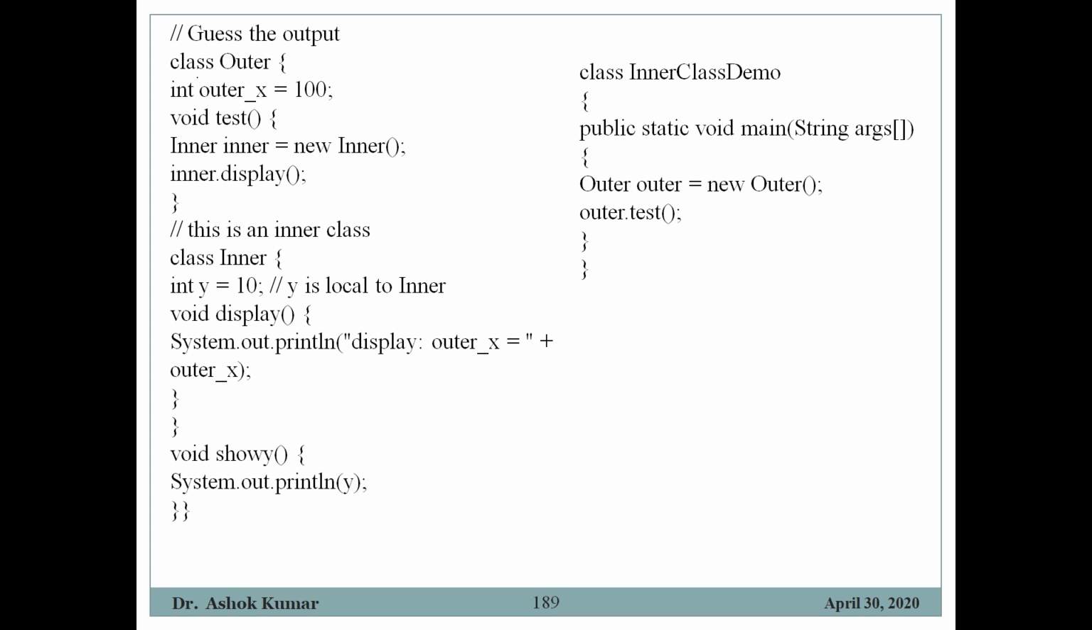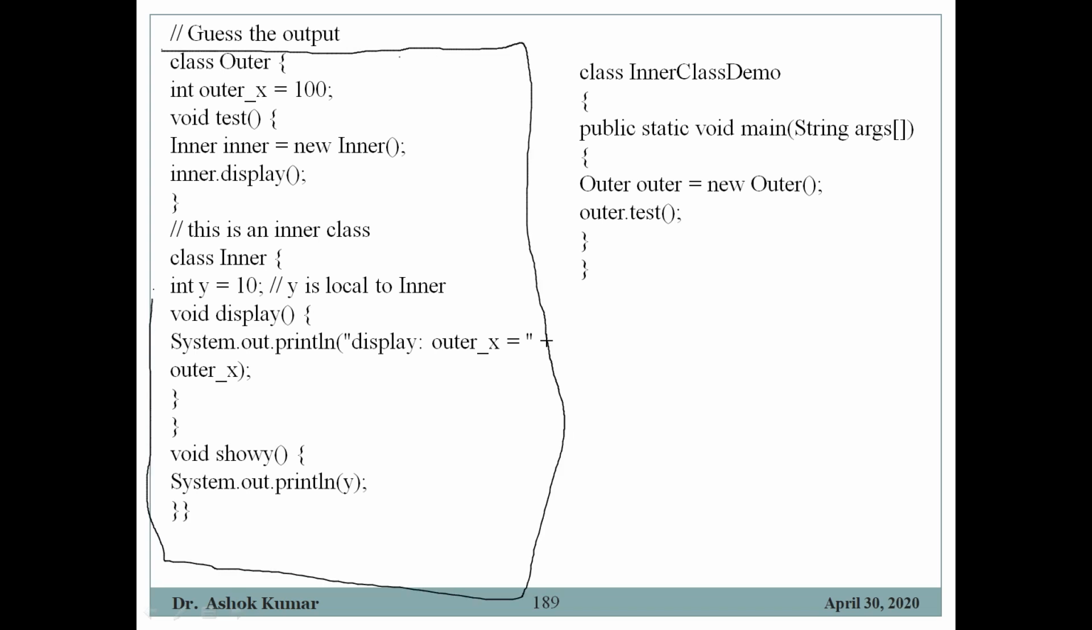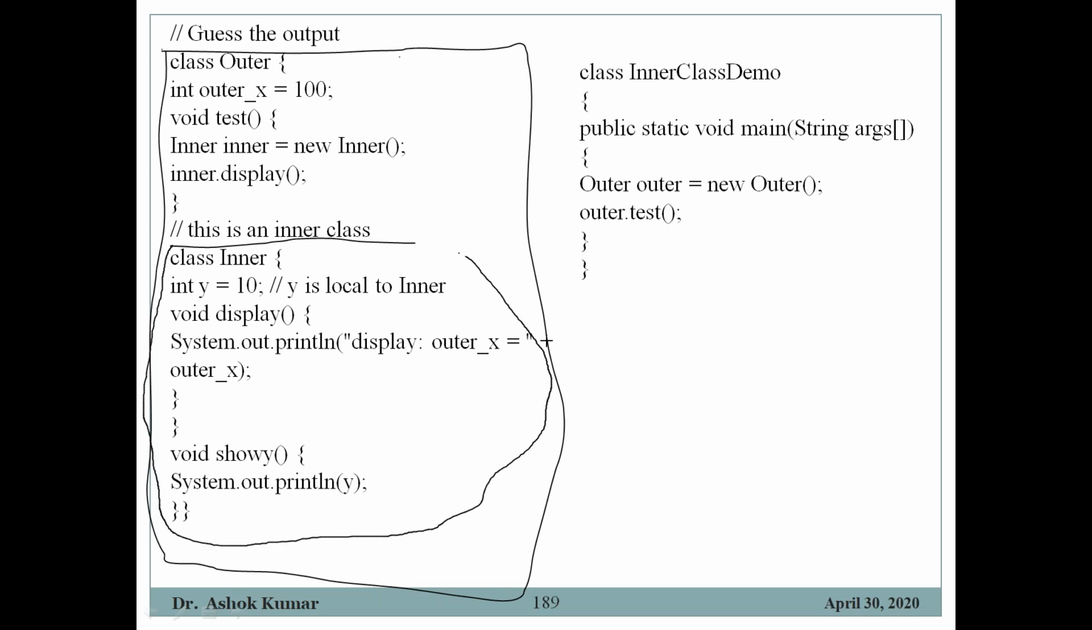Then there is another example. In this example, we have one outer class. This class is shown over here. I'm going to draw a boundary to make it more clear. So this is your outer class, and inside this outer, we have one class named inner class. Right? So this is a nesting of classes. One class is defined inside the another.